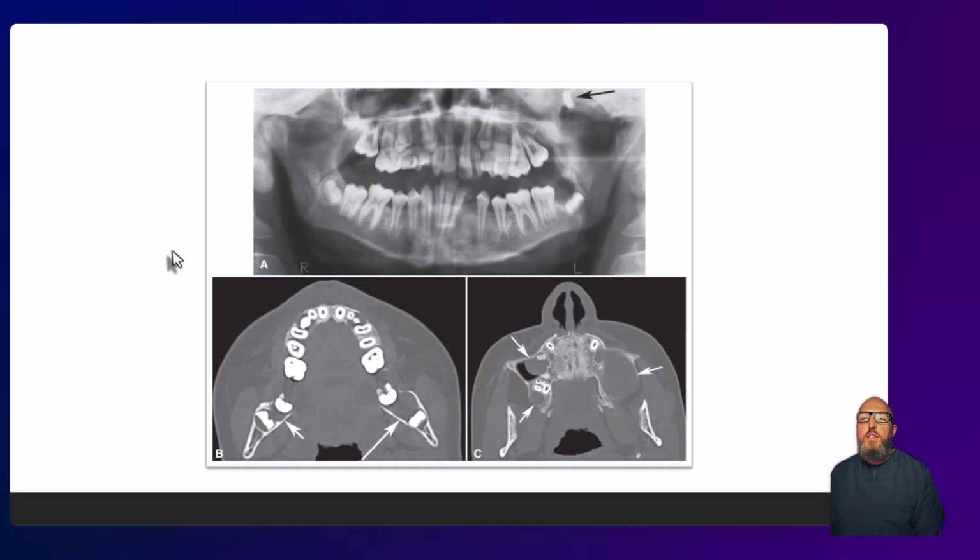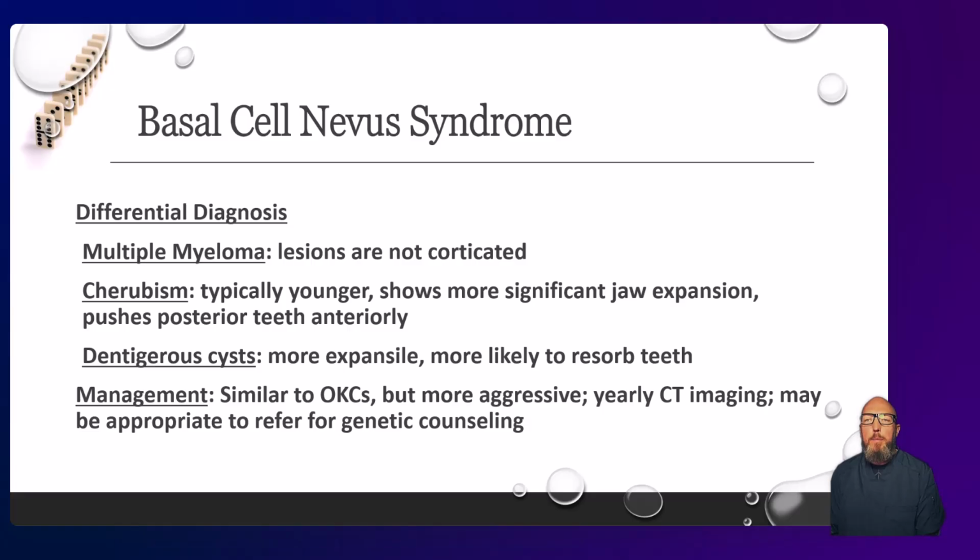All right, so as far as differential, think maybe multiple myeloma, but those lesions are not corticated. I would say that for the most part, they're not corticated. Cherubism, we'll talk about that next. That's younger patients, more expansile, and it pushes the teeth anteriorly. We'll show you examples of that. Dentigerous cyst. Someone could have a bilateral dentigerous cyst, but that's pretty rare, so look for that CEJ attachment. But if you do see two dentigerous cysts, you should definitely think about this syndrome and maybe rule it out.